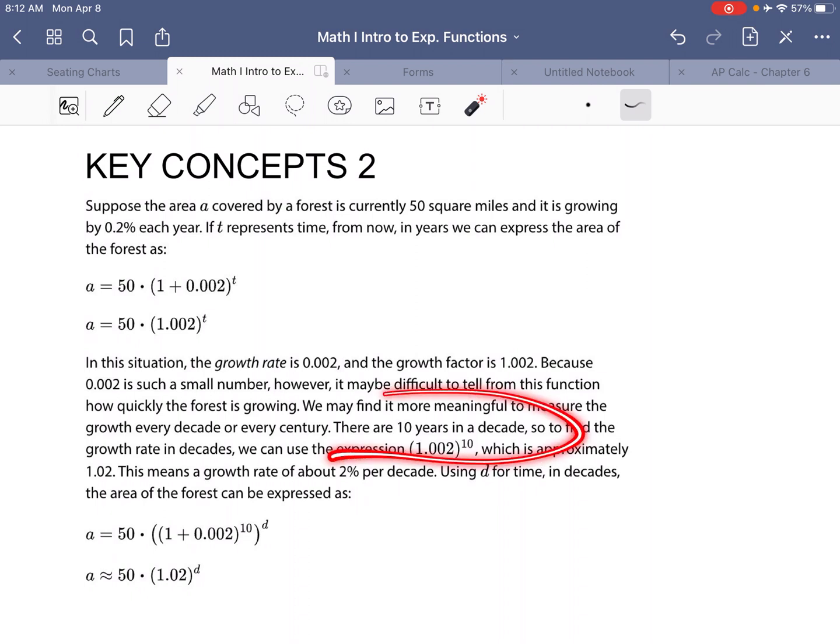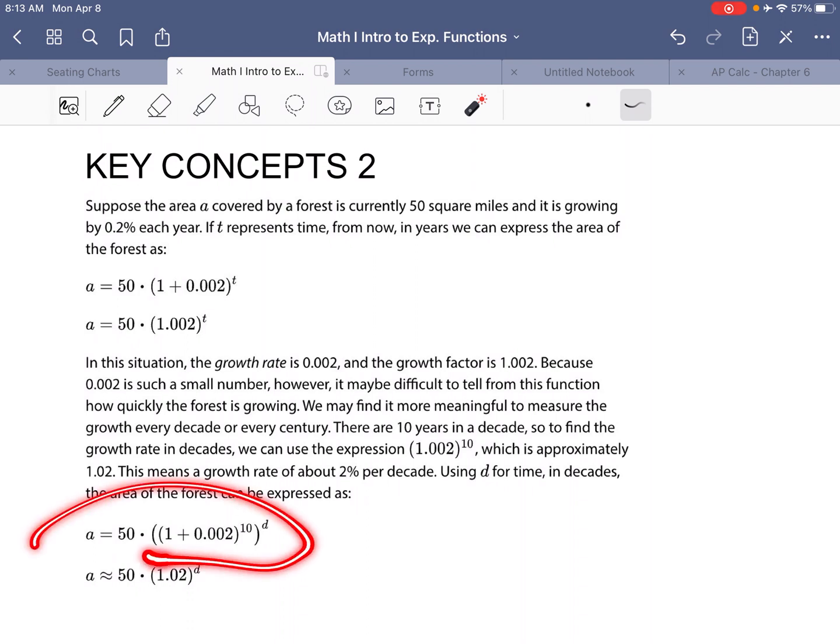Since there are 10 years in a decade, to find the growth rate in decades, we could take 1.002 to the 10th power, which approximately comes out to be 1.02. So this means it has a growth rate of about 2% per decade.